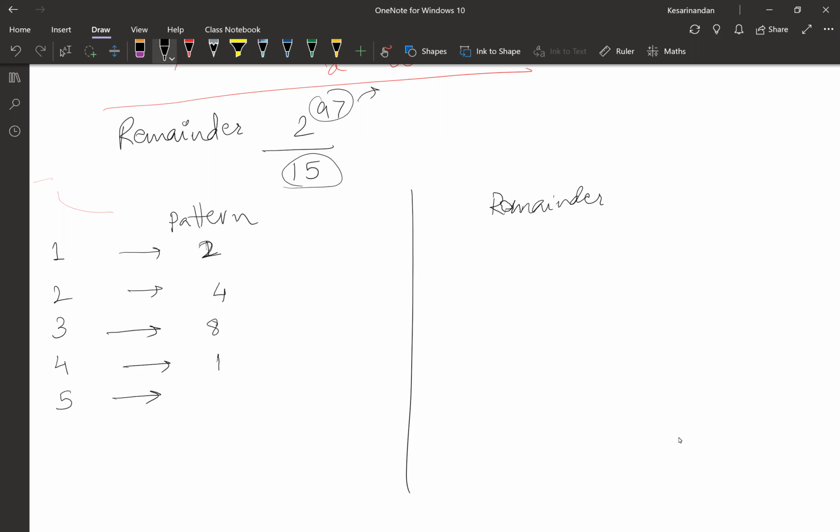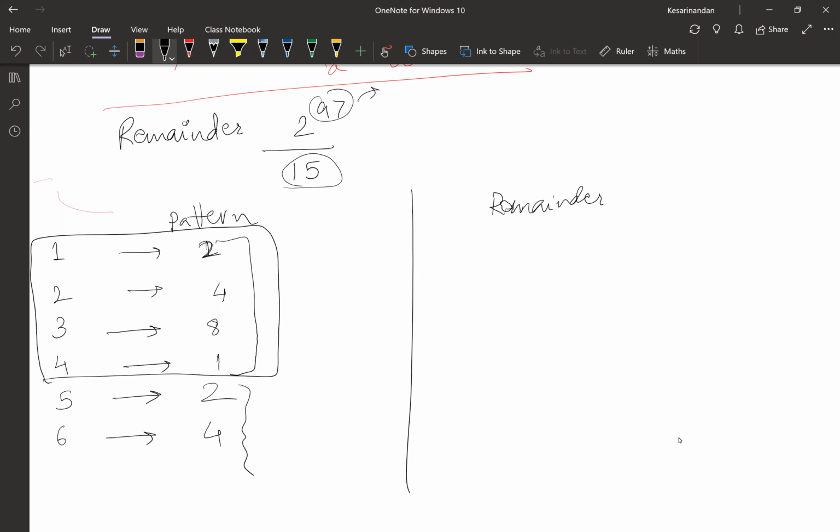2 raised to 5 is 32. 32 divided by 15, remainder is 2. Even 6: 64 divided by 15, remainder is 4. Can you see a pattern building? 2, 4, 8, 1. Yes. This is the pattern of the remainders. So again, cyclicity kicks in. Now, when divided by 4, what will be the remainder here?